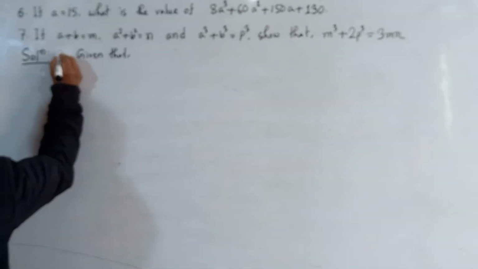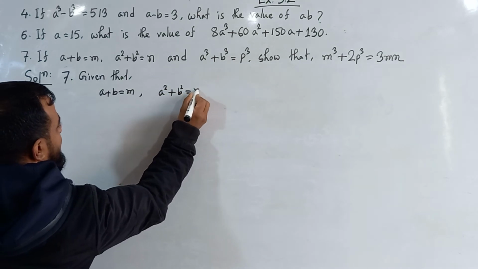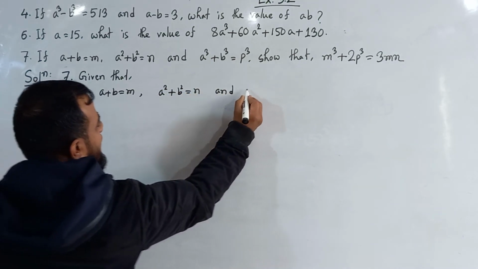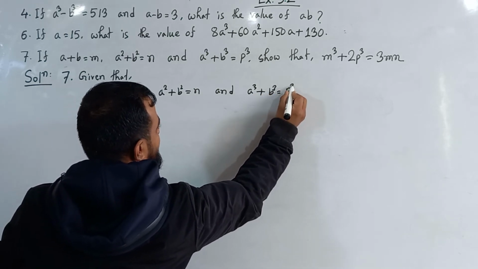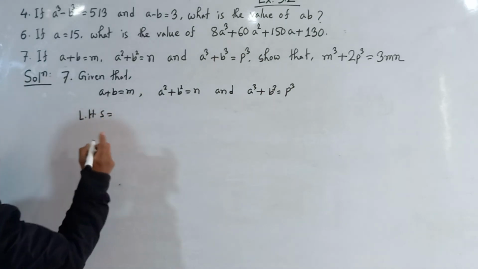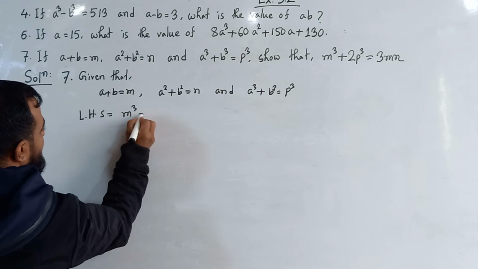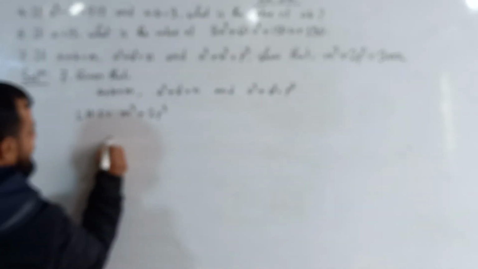First of all, it's given that a plus b is equal to m, a squared plus b squared is equal to n, and a cube plus b cube is equal to p cube. On the left hand side is m cube plus 2p cube. This sort of problem we can solve in many ways. I am going to solve this in the easiest way.